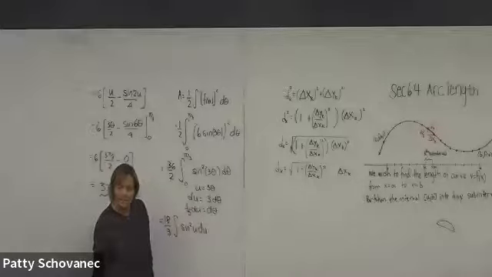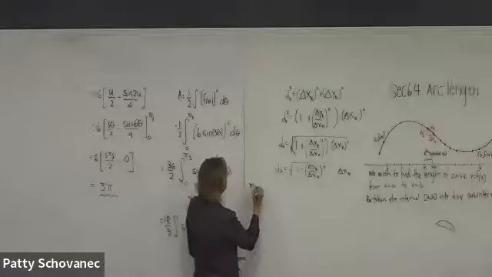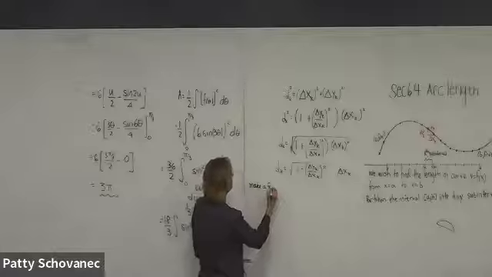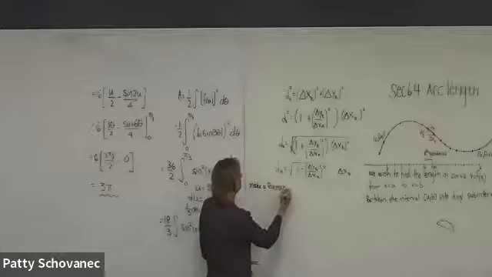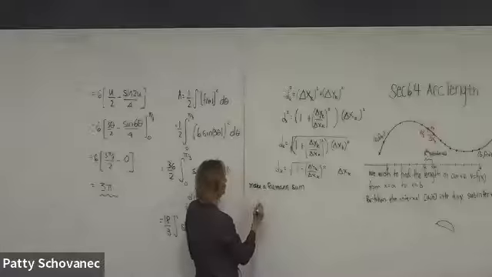Then we're going to make a Riemann sum. We've got a bunch of these little distances that were added together. So we make a Riemann sum. We get the total arc length.